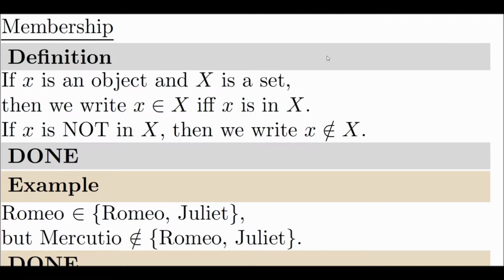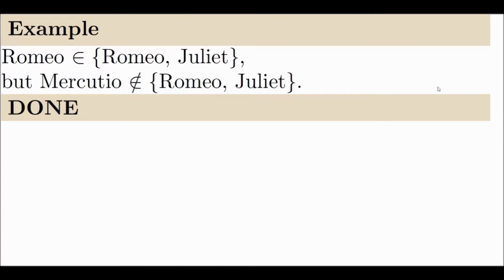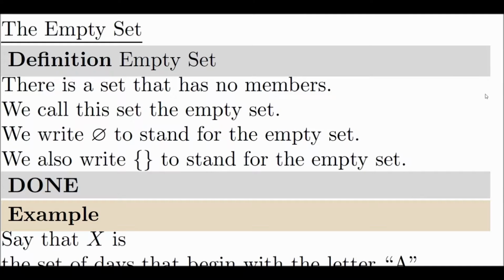Here's some notation for membership. If little x is an object and capital X is a set, then we'll write little x and then this E looking symbol. You read this as "in." So we'll write x is in capital X whenever little x is an object in capital X. If little x is not in capital X, then we'll write a strike through this E looking symbol. Here's an example of this. Romeo would be in the set of Romeo and Juliet, but Mercutio would not be in the set of Romeo and Juliet.